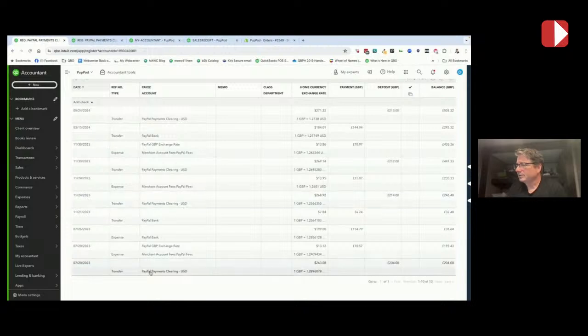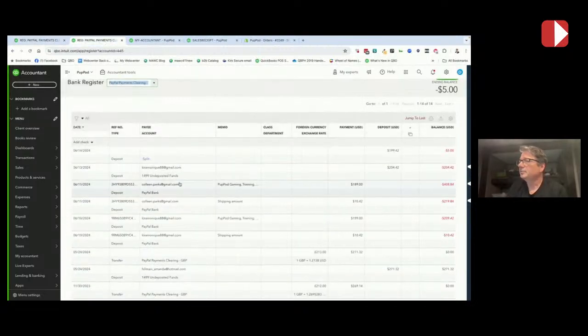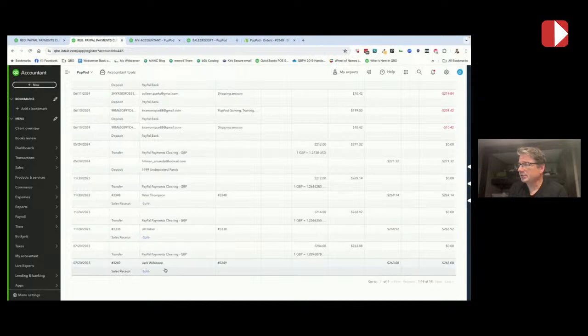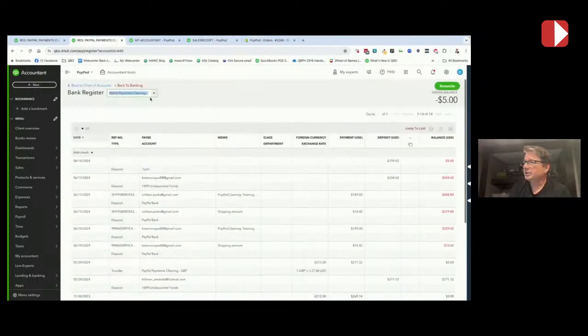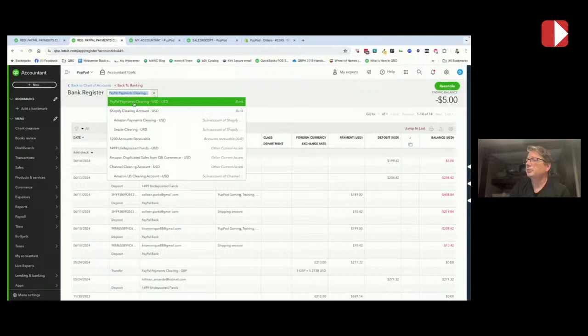Let me make sure I'm in the right place. Here is the transaction itself. There's the same customer that was on the Shopify order. So this is the transaction itself, and this is the $263.08, which is actually going to be deposited into a PayPal clearing account for US dollars, because the pounds were converted by PayPal into US dollars. So we want to deposit this sale into the PayPal US dollar clearing account.